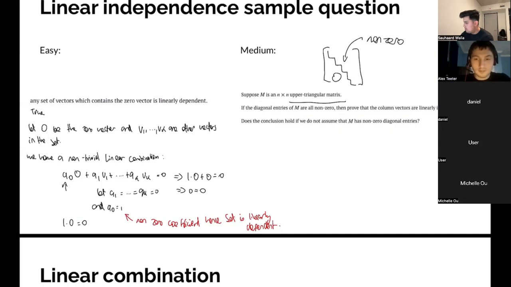How did you get a0 multiplied by 0 to a0 is equal to 1? No, I just said let a0 equal 1. And you've seen that there exists one non-zero coefficient such that this holds, and that's enough to disprove it by counterexample.